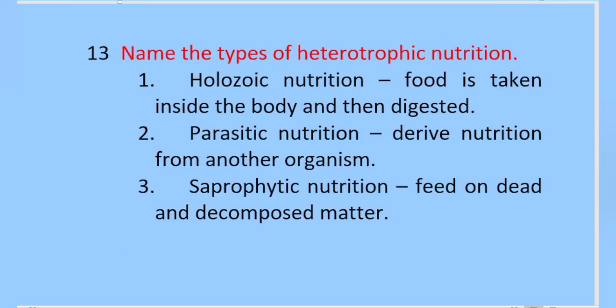Name the types of heterotrophic nutrition. Heterotrophic nutrition means the type of nutrition in which organisms depend on other organisms for their nutrition. For example, holozoic nutrition. Here food is taken inside the body and then digested, like in case of human beings. Second is parasitic nutrition. They derive nutrition from another organism without killing them, but they live on their body. Saprophytic nutrition feeds on dead and decomposed matter, example fungi.